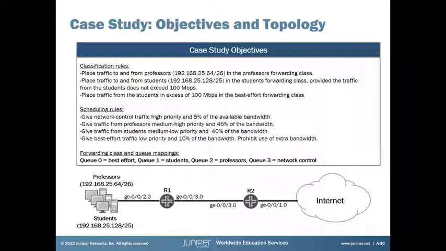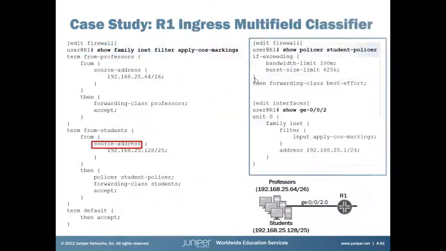Okay, so here we have our network. We've got router 1 and router 2. So here we are on router 1, looking at setting up an ingress multi-field classifier. So we're looking at the term from professors. We've got our source subnet there. Then forwarding class professors, which we have set up previously.